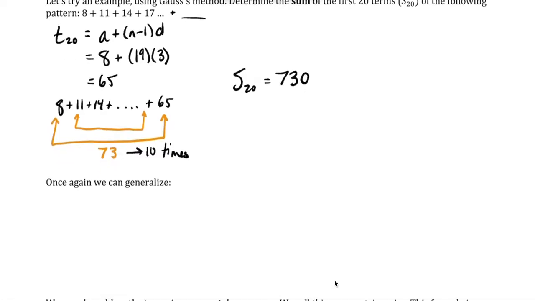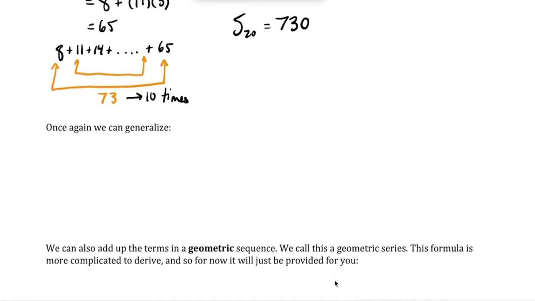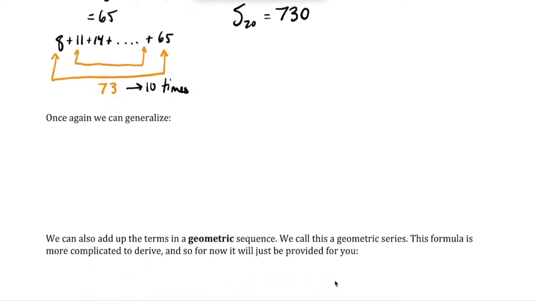Let's generalize this and make this into a formula. And there's two ways that we can approach this. The first way is to really embrace Gauss's method. So we're taking the first term, T1, we're adding it to the last term, Tn, and then we're taking the number of terms in total and dividing by 2.